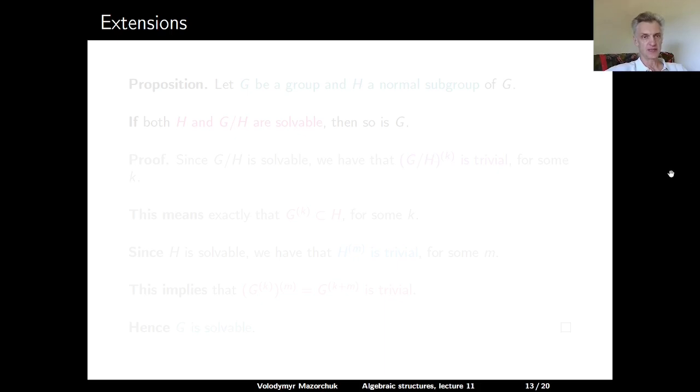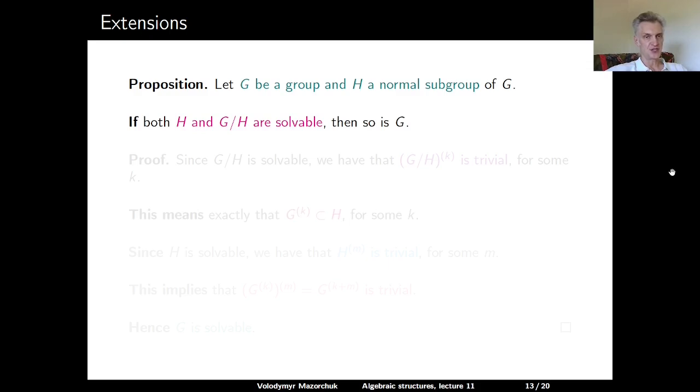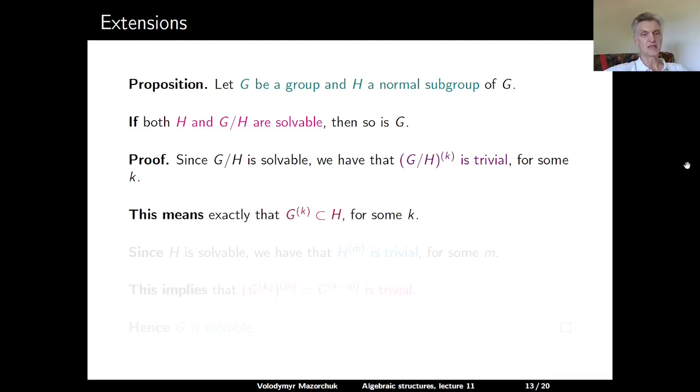Finally, let us talk about extensions. Proposition: let G be a group and H a normal subgroup of G. If both H and G modulo H are solvable, then so is G. Proof: since we assume that G modulo H is solvable, the k-th derived subgroup of G modulo H is trivial for some fixed k. And this means exactly that the k-th derived subgroup of G belongs to H, because we take the quotient modulo H for this number k.